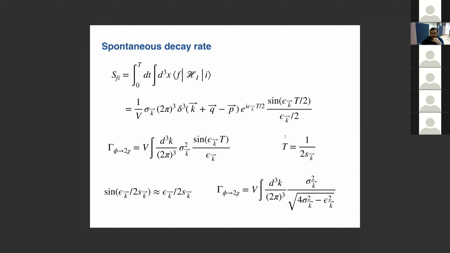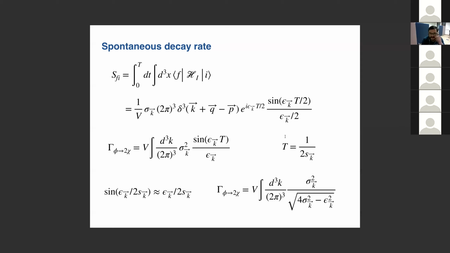I'm sorry, maybe I missed it, but what happens with energy momentum conservation if you have a massless field phi and a massive field chi? Sorry, what's your question? So you have a massless field phi and a massive field chi, and you have n particles in the same state of field phi. And from energy momentum conservation, how can the massless phi decay to the massive chi?